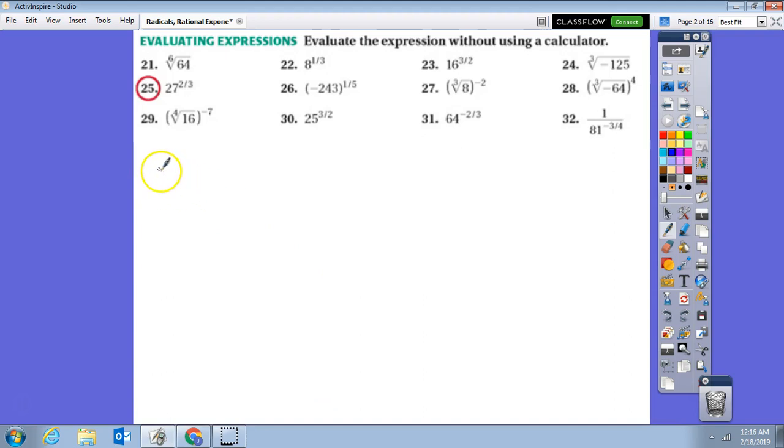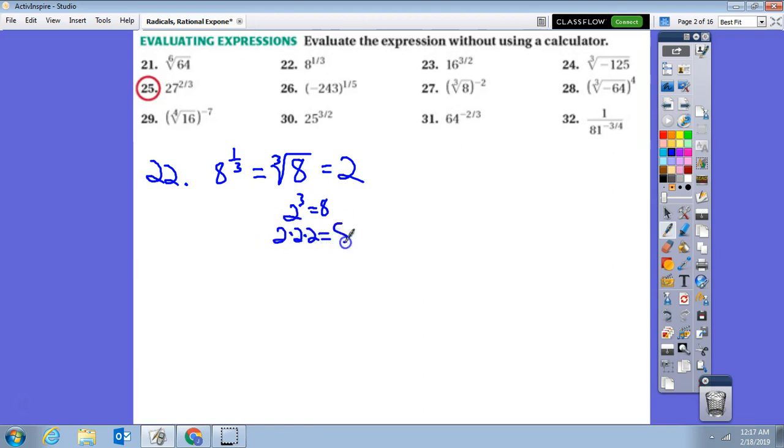So if you saw one like number 22, and you were finding 8 to the 1/3 power, that is the same thing as the cube root of 8. We just talked about that on the other slide with the rewriting. Cube root of 8, 8 is a perfect cube. Remember, what a cube root is asking you is what times itself 3 times, or what to the 3rd power gives me 8. The answer to this would be 2, because 2 to the 3rd power is equal to 8. Or 2 times 2 times 2 is equal to 8.